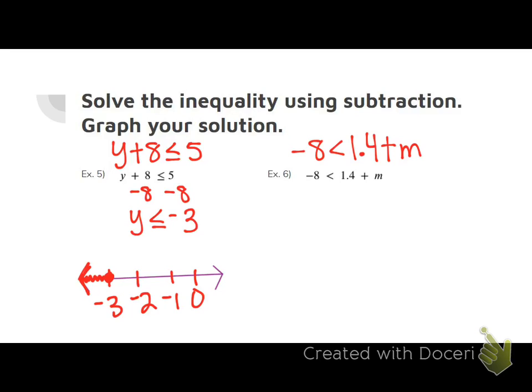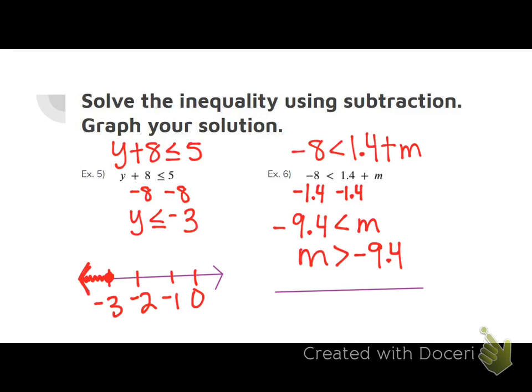On number 6, how are we getting m alone? Good. Subtract the 1.4 on both sides. Does anybody know what -8 minus 1.4 is? Good. -9.4 is less than m. Is that set up to graph? No, we need to flip it all around. When we flip it, the sign flips too. So if it was a less than sign, now it's a greater than sign. The whole thing flips.